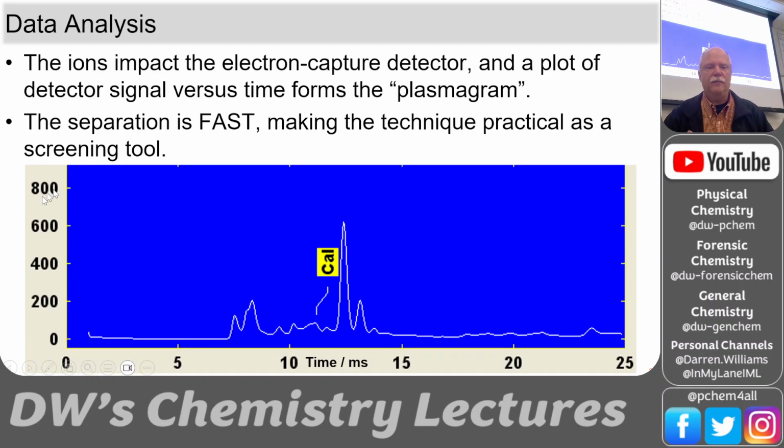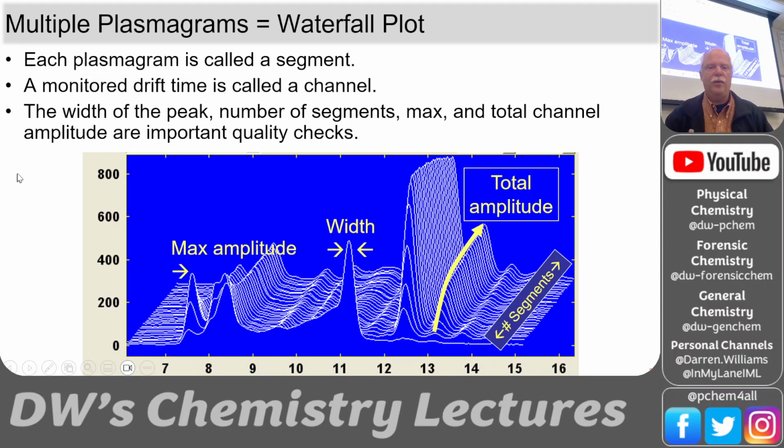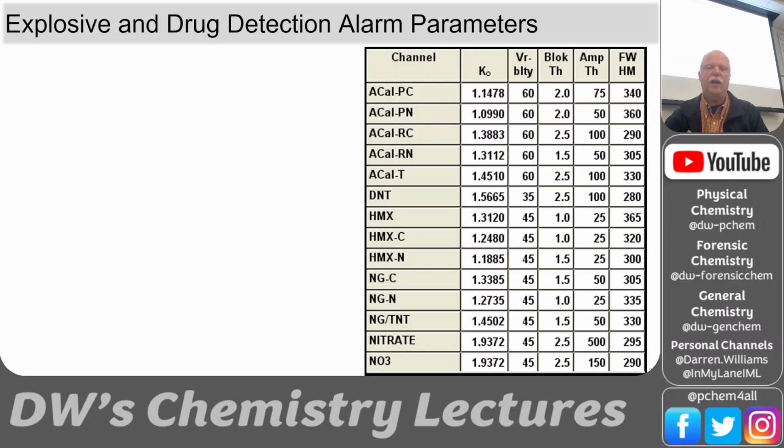And so we have what we call a plasmagram, and then we have this waterfall plot. You put that swab in there, it desorbs the molecules, and then you detect them. And so here's the criteria that we have. Here's for explosives. We have the drift time.